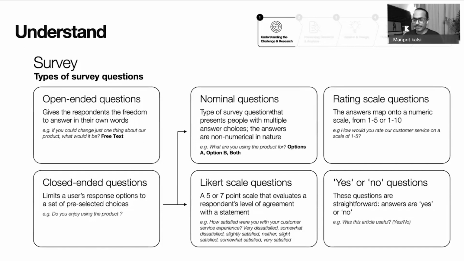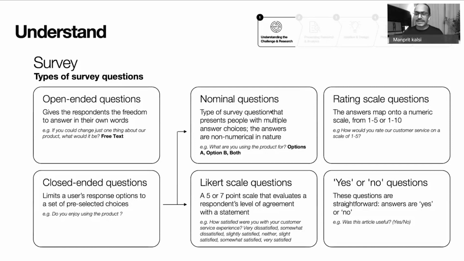One is the nominal question. Here we give multiple choices to the user, like agree, not agree, or both, something like that. So the options are non-numeric. On the other hand, there's another type of closed-ended question where we give a scale, 1 to 5 or 1 to 7, and we try to understand in the form of words, like whether you are satisfied with the service or not, and then we give the different options. The answers are again in the form of words.